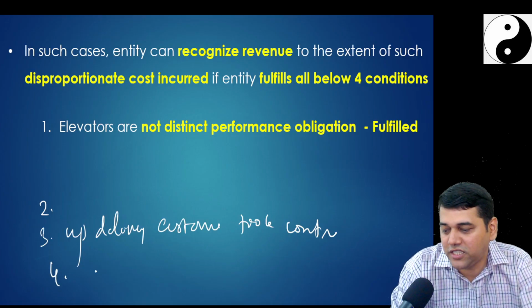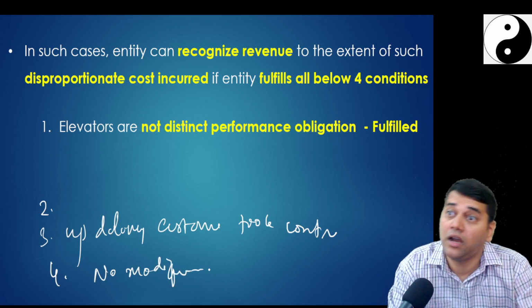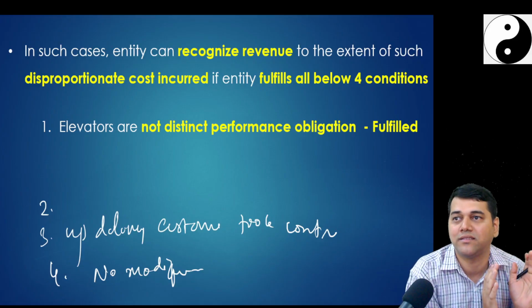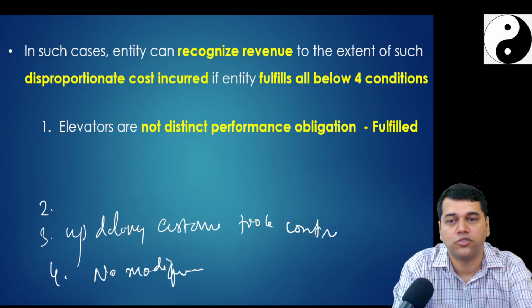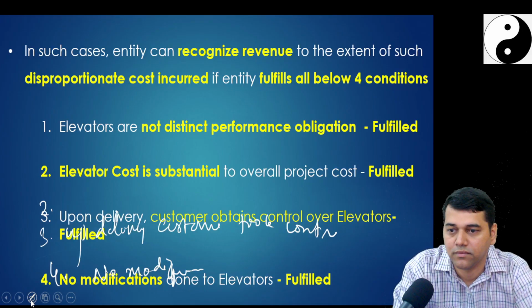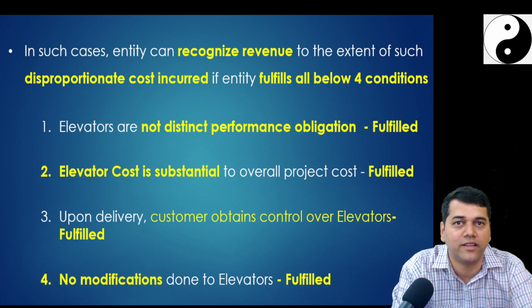And the fourth condition, no modification is done. Did you do any modification? Then you could have loaded profit on that lift also. So include the full 15 lakhs. But it is purchased and installed. So all the 4 conditions are fulfilled. Correct? So understood how to write an answer for the exam.